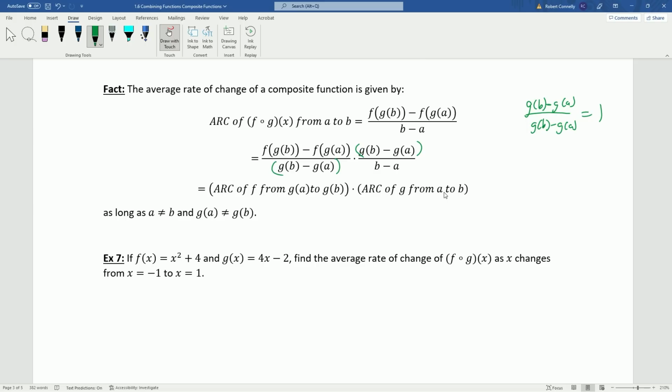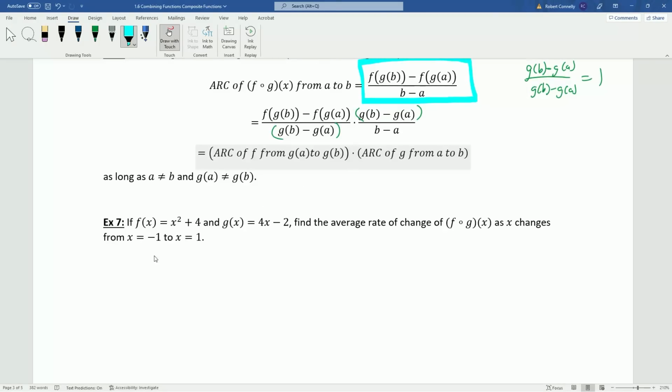So that becomes much more relevant in calculus, where we won't always be able to compute this part directly. But here we can actually compute this part directly for the example we're going to look at, so it's not as important. Okay, so let's take a look here.